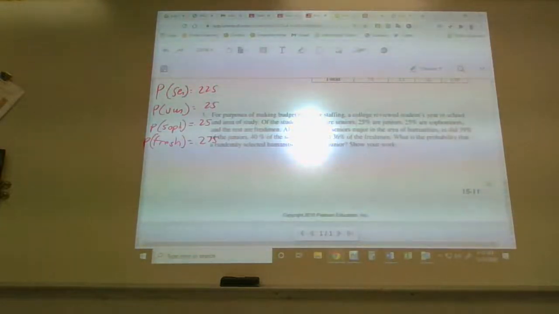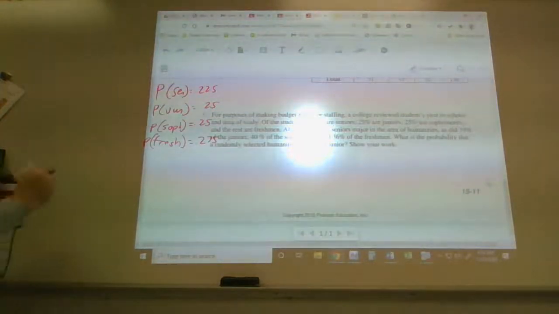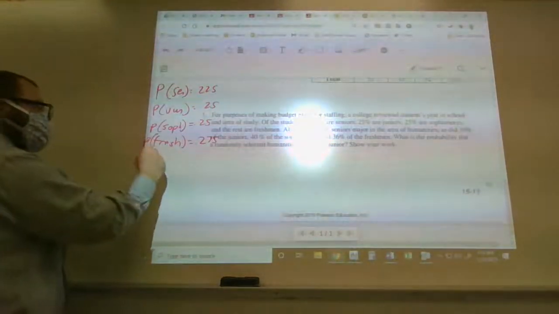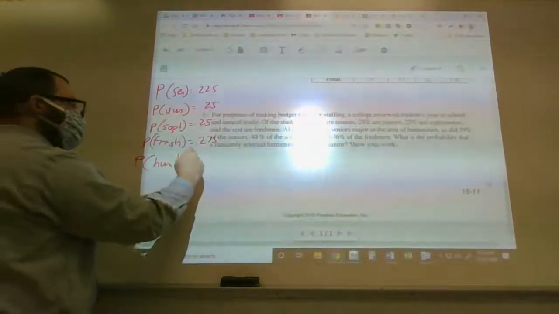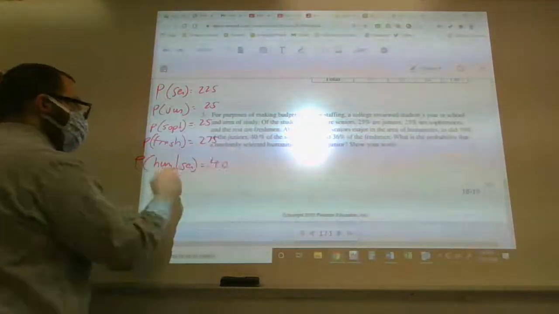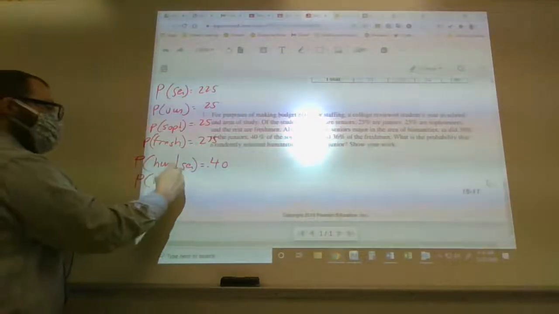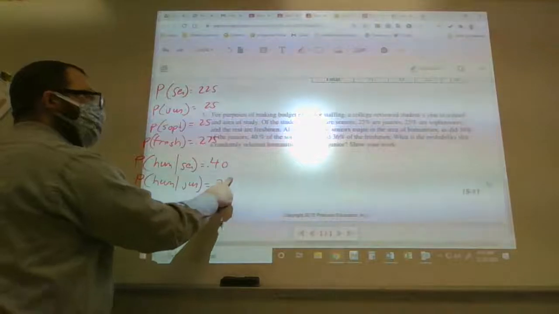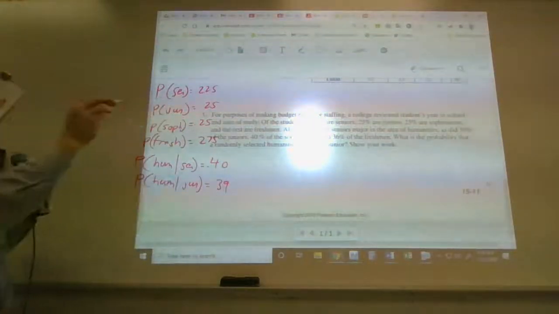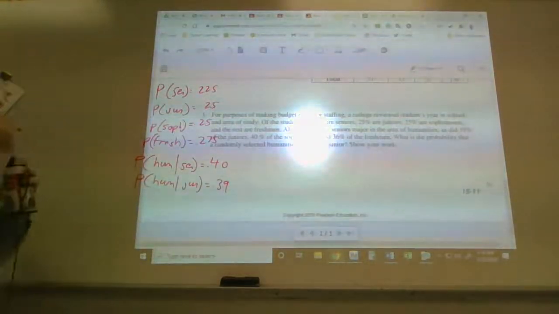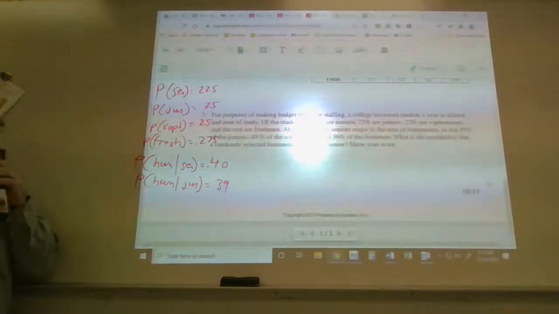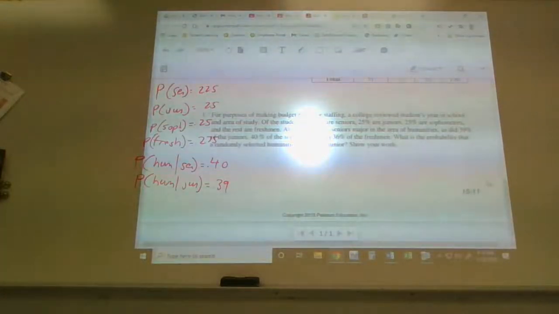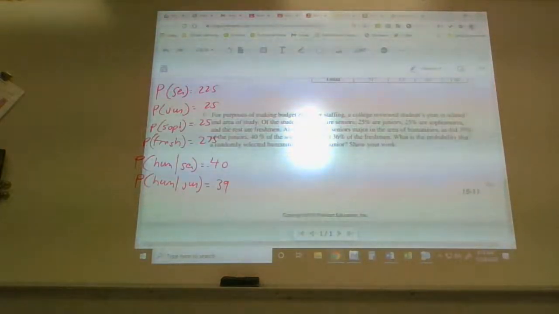Given that you're looking at the seniors, 40% of them major in humanities. Humanities given senior is 40%. Now I'm just going to write down one more of these. The junior one, which was 39%, as did 39% of the juniors. That 39% represents the calculation humanities given junior.